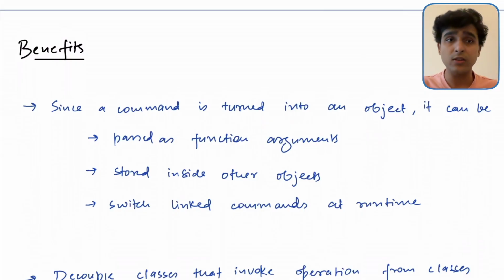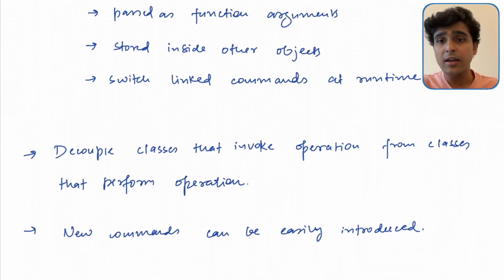It can be stored inside other objects, so you can have sort of nested commands also, right? If you have a more complex use case, you can also switch linked commands at runtime. As we have seen, we can set different commands, and by pressing the button a different operation will happen. We have decoupled classes that invoke operation from classes that perform operation. It is a very good thing.